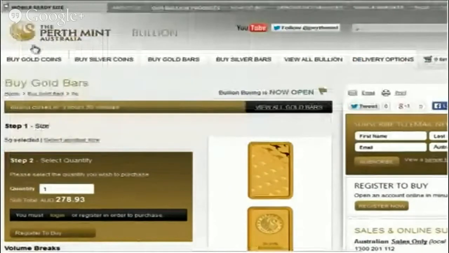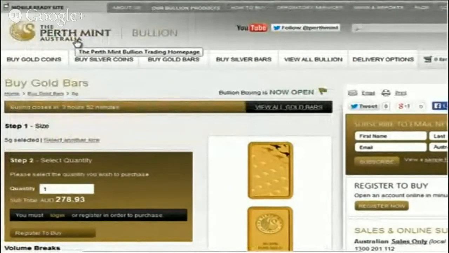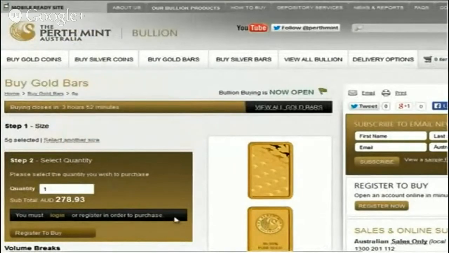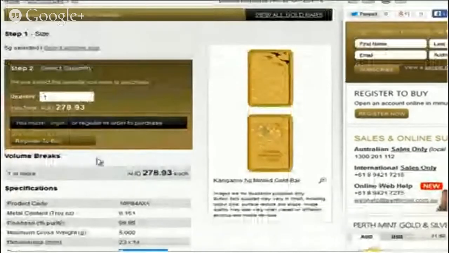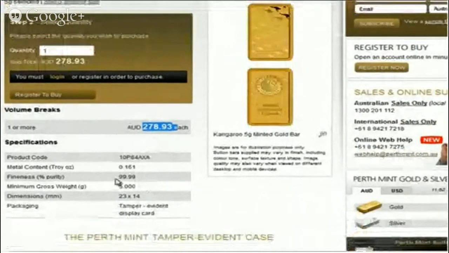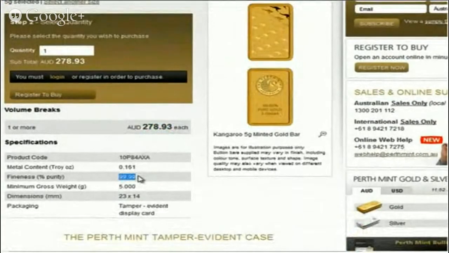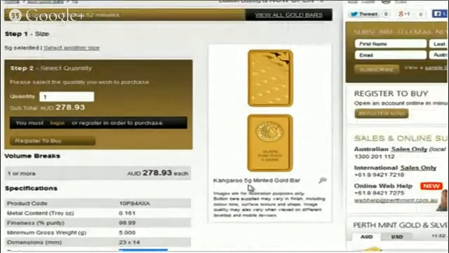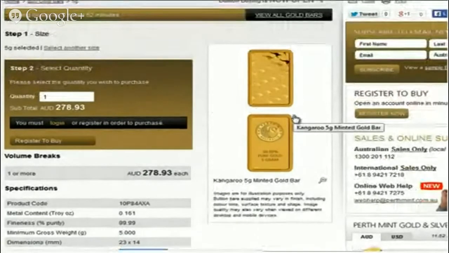So here we are. We're in the Perth Mint. I'd already set this up for you. So here's the Perth Mint, and if you have a look here, this one right there, it's 278.93. And what are we getting? We're actually getting 99.99, which is the 999.9 fine. It's a minimum of 5 grams. That's cool. And here's their blister pack, tamper evident display card, they call it. So that's okay. And it's a nice looking gold bar. There it is there. It looks very, very nice.